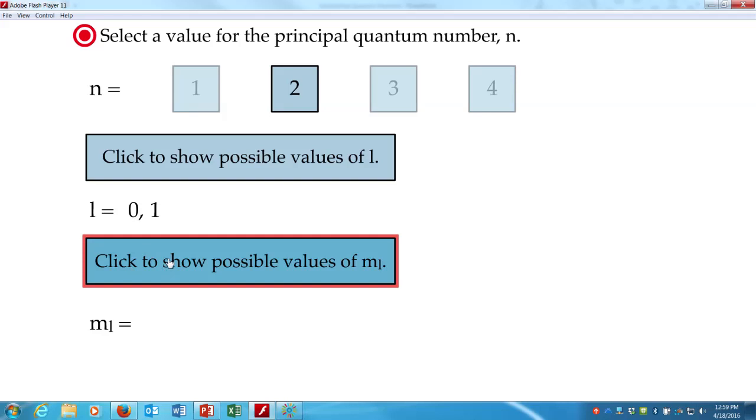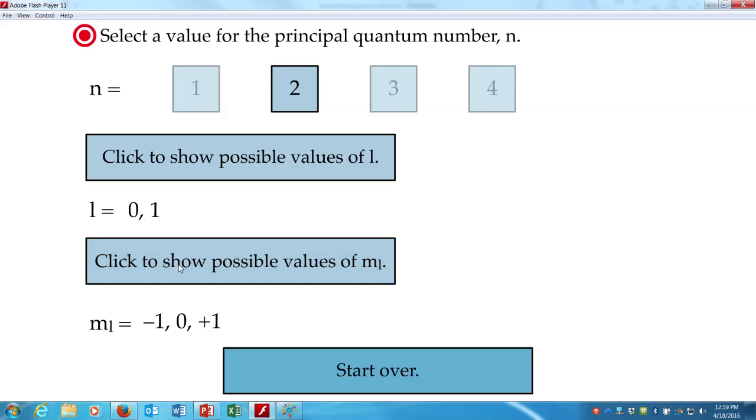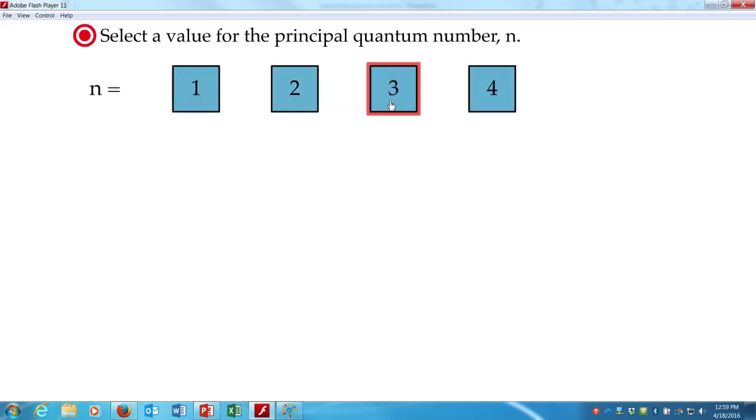To show all possible values for m sub L, for L equals 1, we click, and again, -1, 0, and +1. In other words, there are 3 different p-type orbitals. In a similar fashion, if we start over, we can look at n equals 3, which we'll skip for now. Let's look at n equals 4.